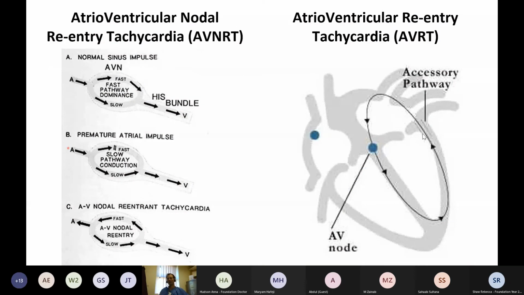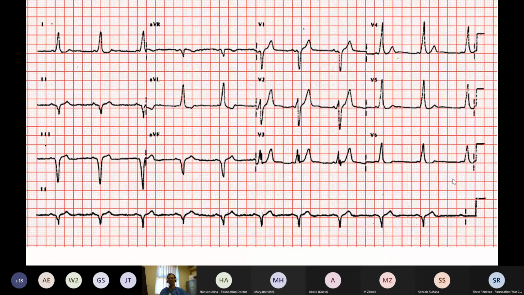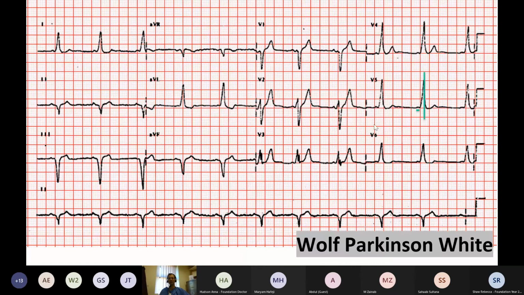Now, the accessory pathways can only conduct in one direction sometimes, so you don't always see them, and it might be intermittent. So sometimes you see it, sometimes you don't. So mostly in Wolff-Parkinson-White, you have a normal ECG, or in patients with AVRTs, you have normal ECGs. But when you see a delta wave, you can call it Wolff-Parkinson-White.